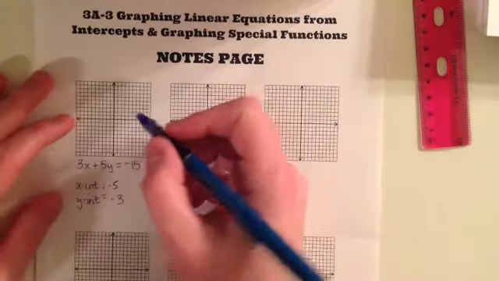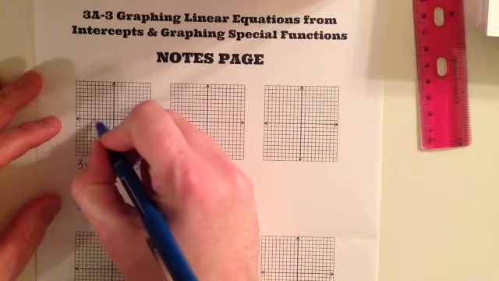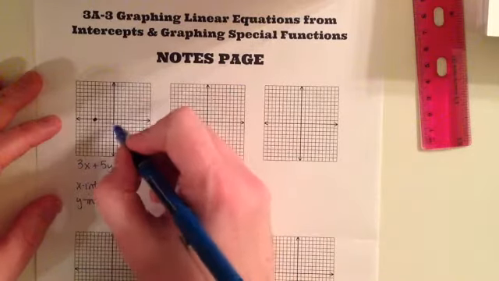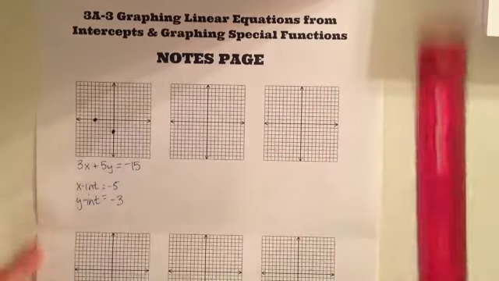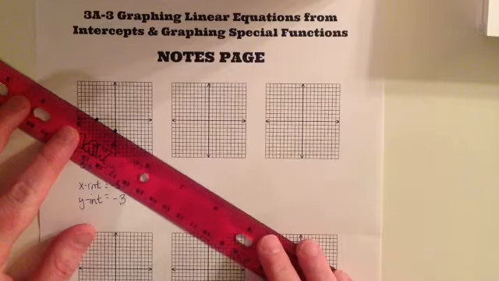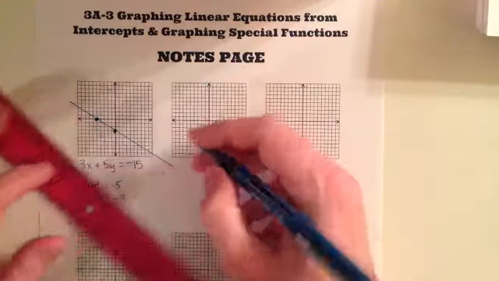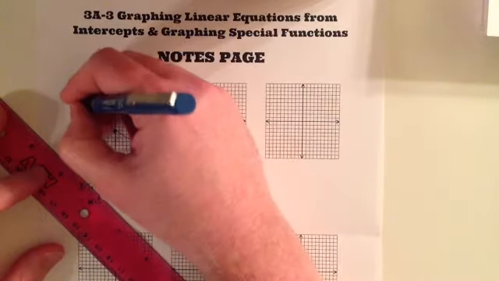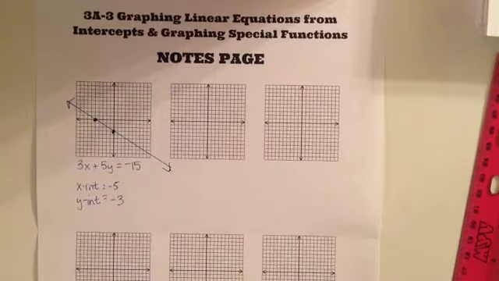So let's graph those. The x-intercept is negative 5: 1, 2, 3, 4, 5. And the y-intercept is negative 3: 1, 2, 3. There are the 2 points on the line. So I'm going to grab my ruler and draw my line. Ooh, that went pretty far. And there is the line with the equation 3x plus 5y equals negative 15.